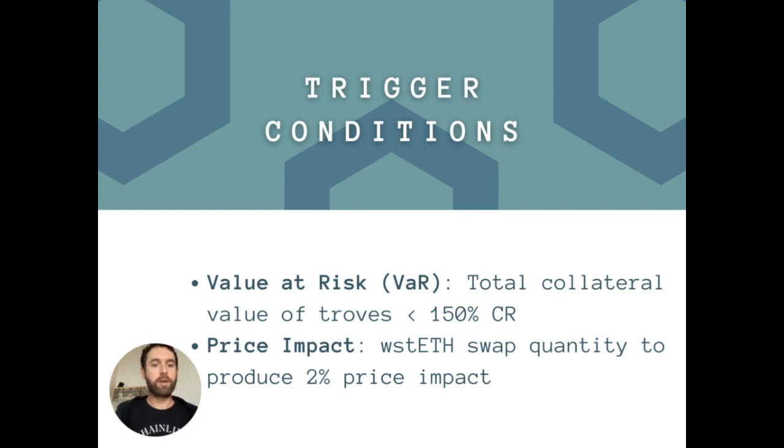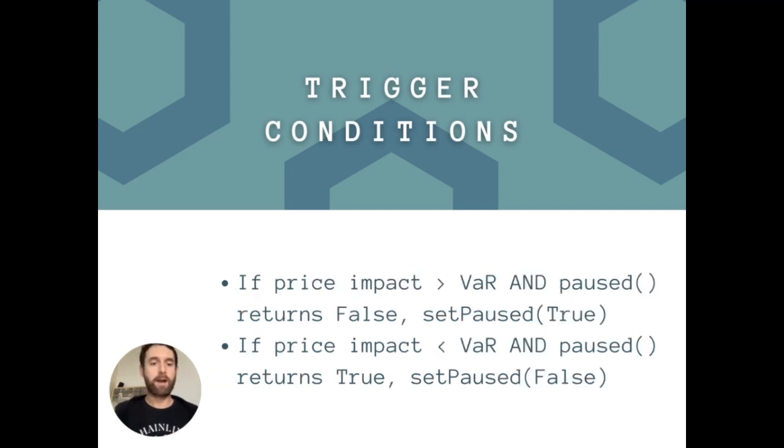And we are establishing trigger conditions. The first one is value at risk. So we look at the collateral value totaled up of all troves, which are collateralized debt positions that are under 150% collateralized. Our second condition is price impact. So we look at market data for wrapped staked ETH, and we look at what is the swap quantity to produce a 2% price impact.